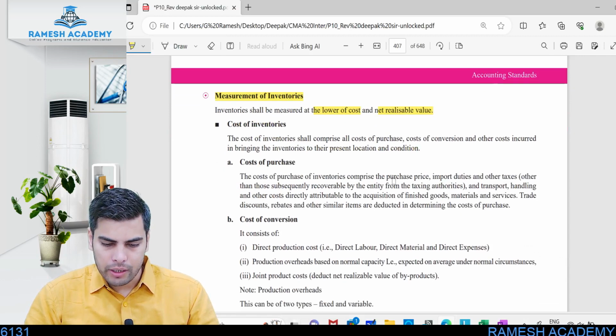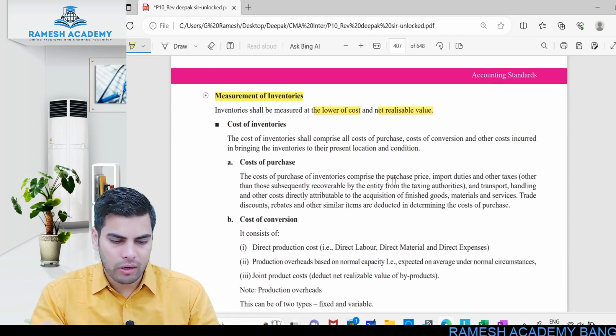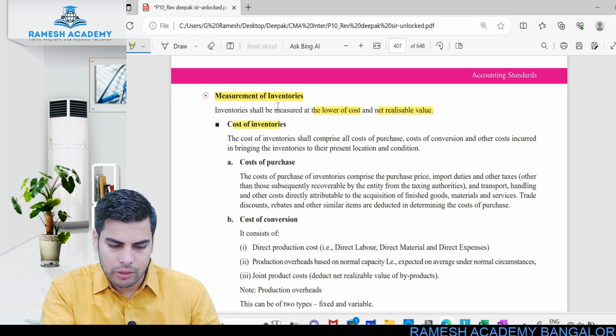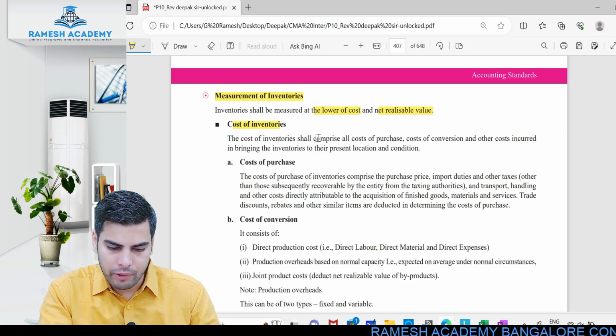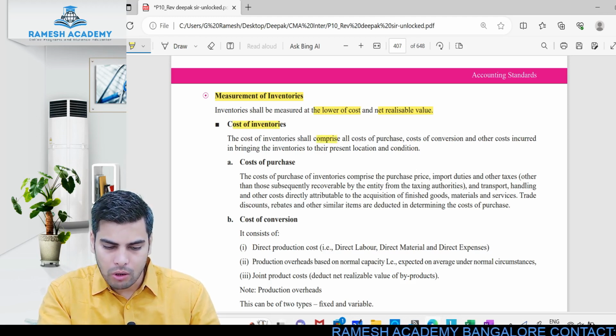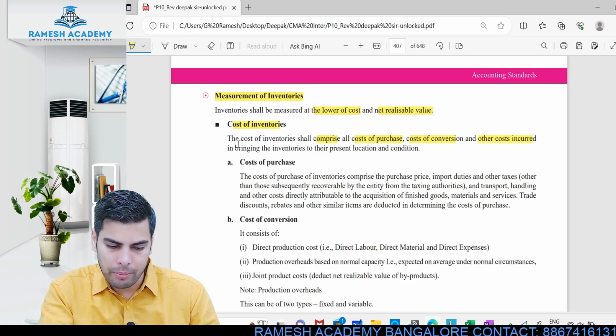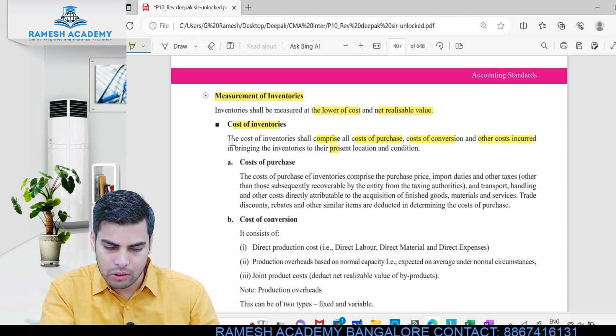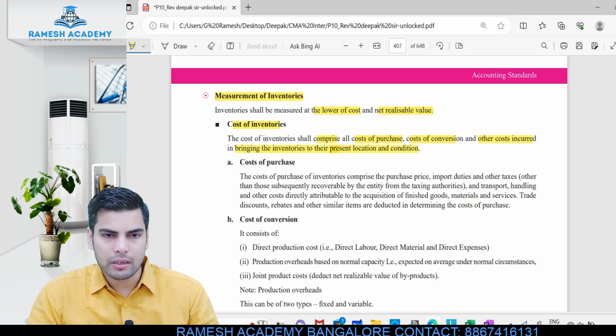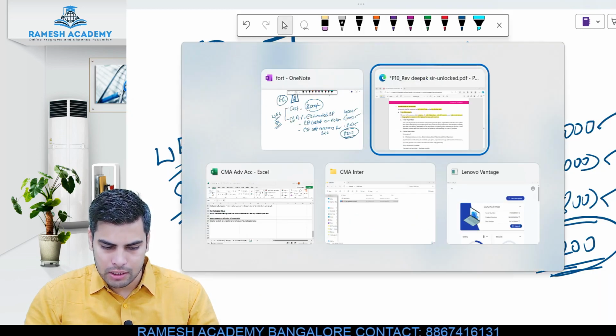Now when it comes to the cost of inventory, what all things will be included? Look at this. The cost of inventory shall comprise all the costs of purchase, costs of conversion and other costs incurred in bringing the inventory to their present location and condition. So mainly when it comes to cost, I'll just write this.